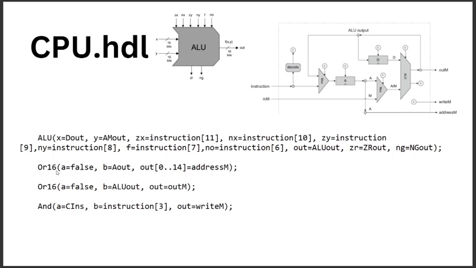The two ORs set the ALU value to write to the data memory. The first OR determines the address of the write operation while the other one determines the content of the data memory, and the AND gate outputs a value that allows the CPU to write the content to the data memory.